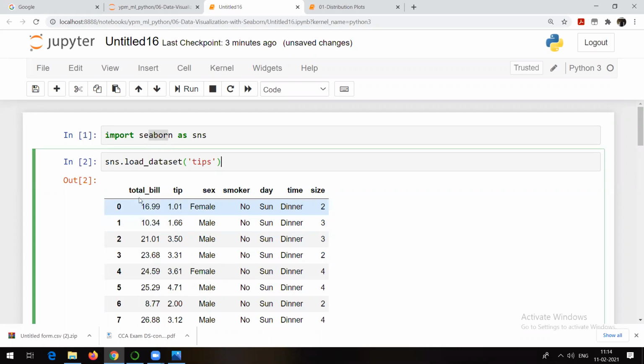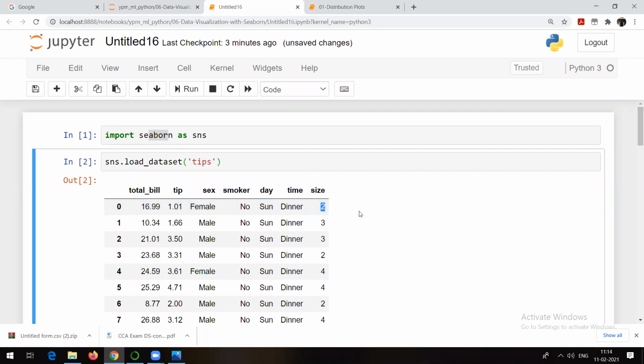For example, there were some people who visited the restaurant and they generated a bill of $16.99. They had given a tip of $1.01, and both of them were female. There was no smoker among them. The day they visited the restaurant was Sunday. At what time did they visit the restaurant? Dinner time. And what was the size?